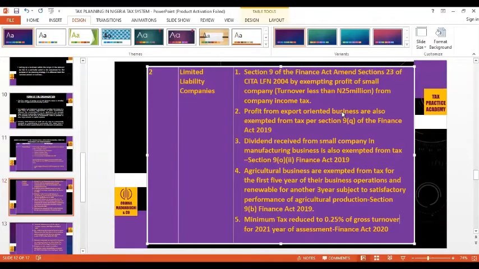Turnover. But in the Finance Act 2020, it has been adjusted to 0.25% of gross turnover for returns filed in the 2020 year of assessment and 2021 year of assessment. So the 2021 year of assessment will cover the 2020 accounting year, and the 2020 year of assessment will cover the 2019 accounting year. Okay, so it's 0.25% of gross turnover.